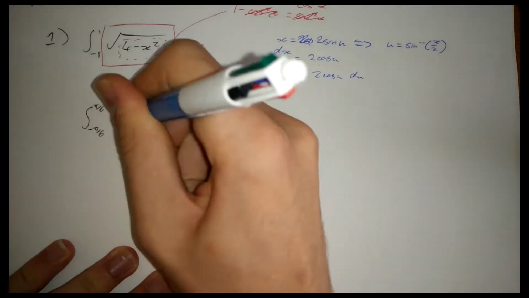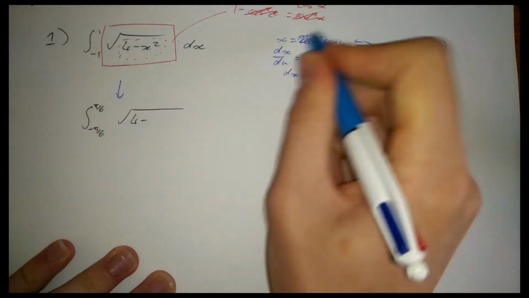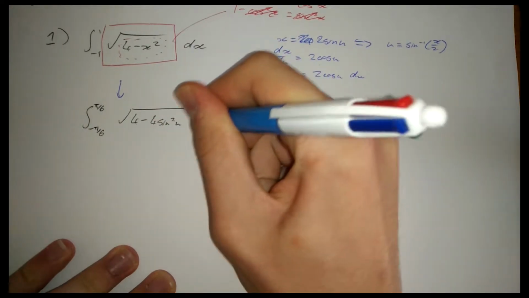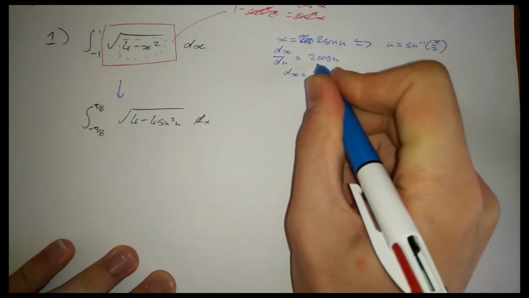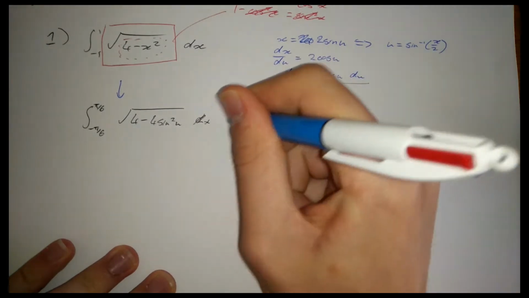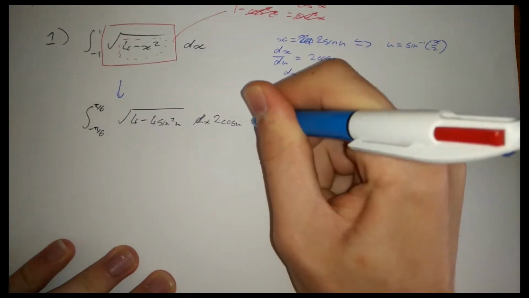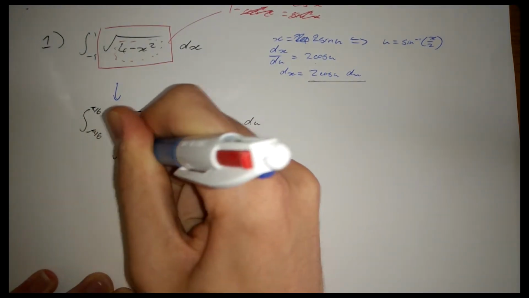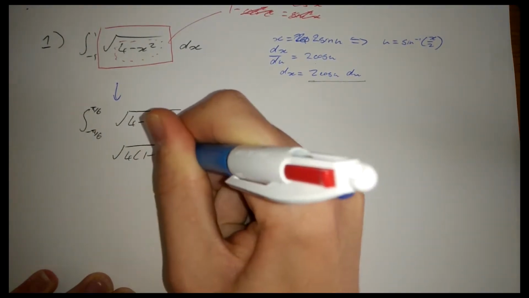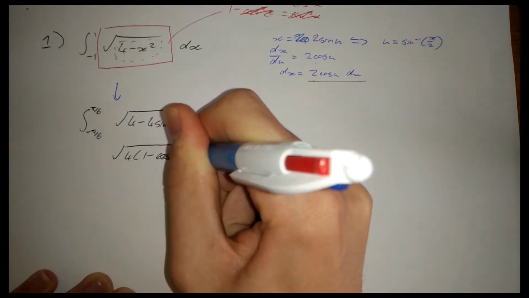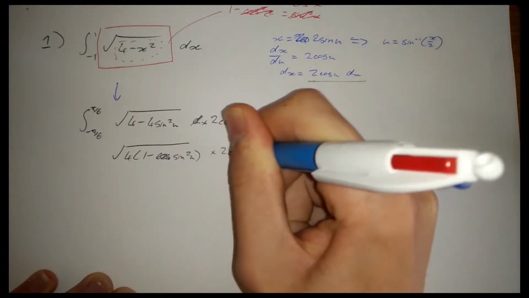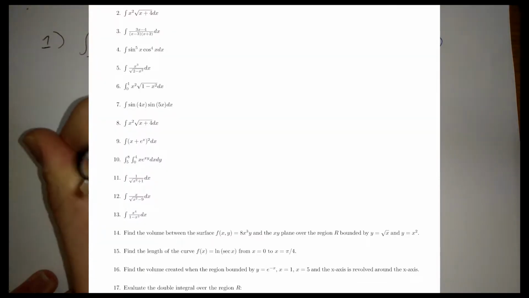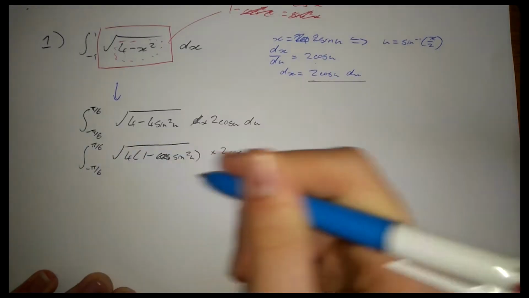We can go 4 minus, substitute that in for x, 4 sine squared u, times this over here, 2 cos u du. So we have here the square root of 4 times 1 minus sine squared u, times 2 cos u du, keeping our bounds the same.